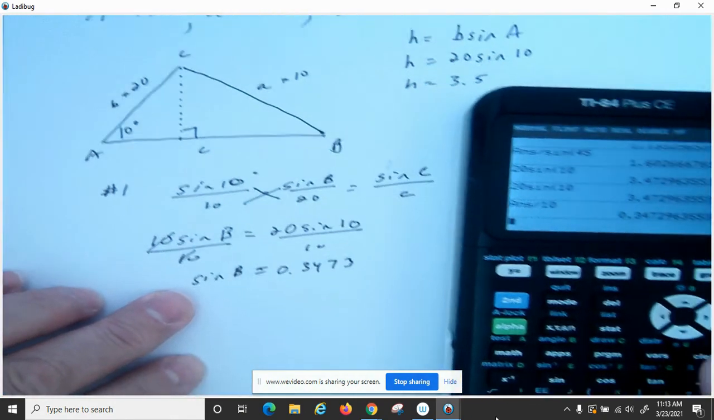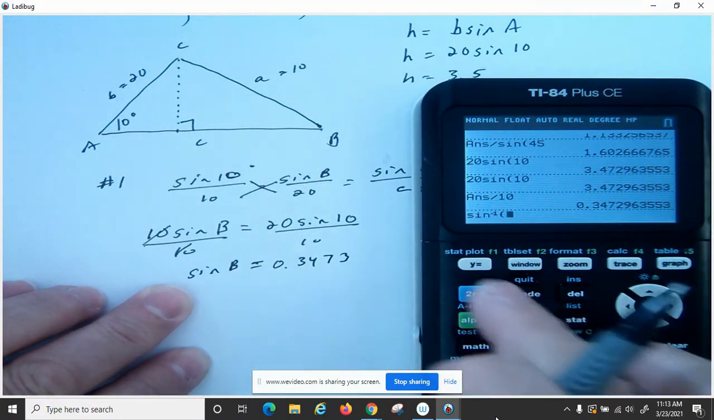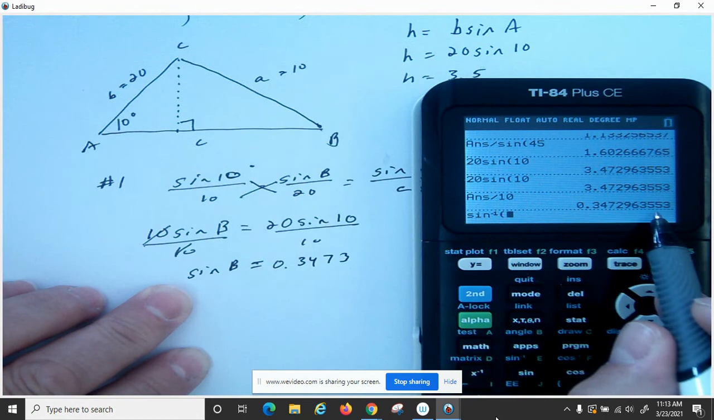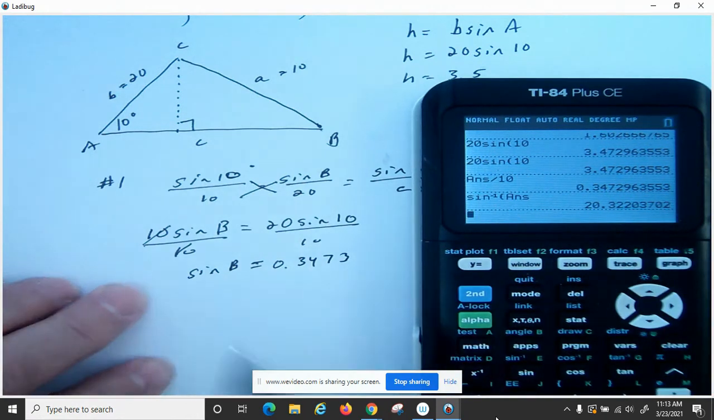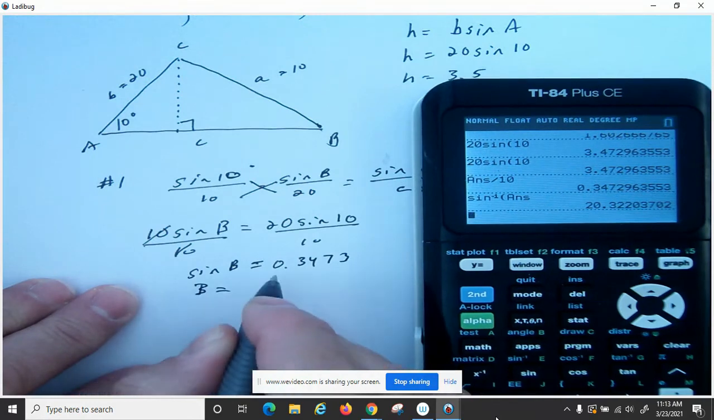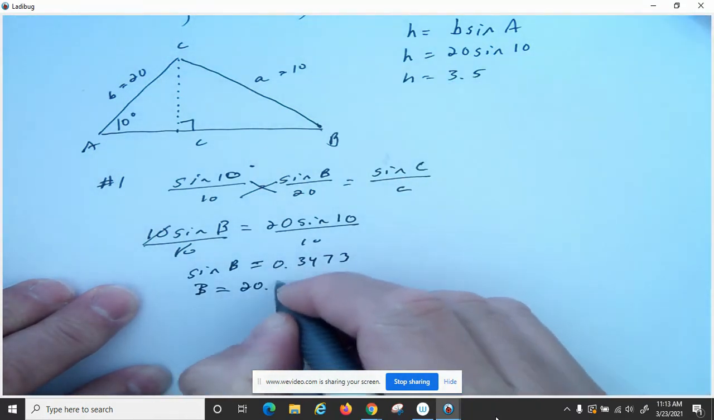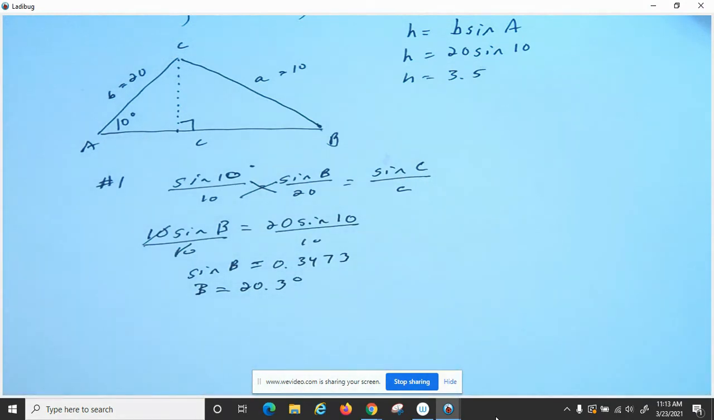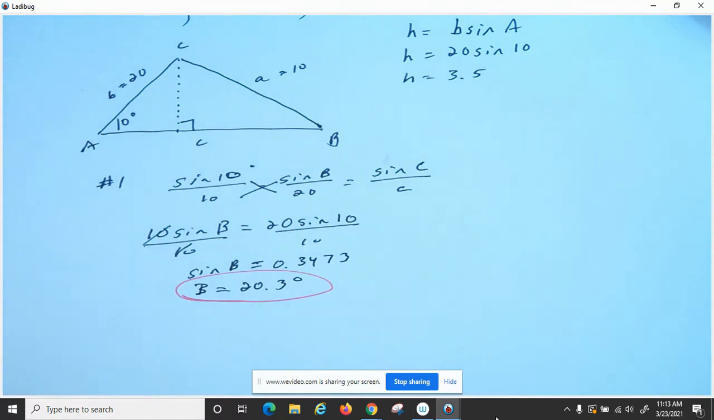Okay, so again, remember this is the arc sine, or inverse sine, and I'm using the entire value here that I got in my calculator. The measure of angle B is equal to 20.3 degrees. All right, so again, I'm going to keep that handy, keep that close by, because I'm going to use it to find triangle number 2.